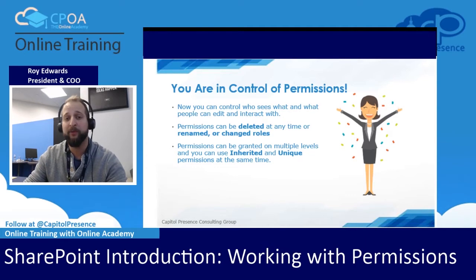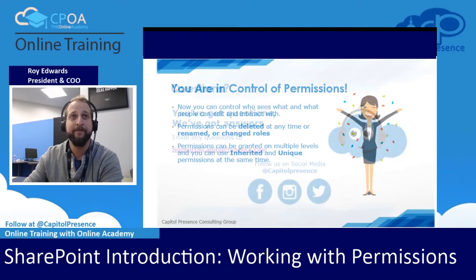It does get rather complicated, which we will have more training on, but this is a general overview and introduction to permissions. Permissions can be granted on multiple levels. Like we just went over and saw, you can inherit and you can set up unique permissions, and you can do both. So you can have a site where you are inheriting site permissions, and then at the list level, break that inheritance and create its own level of permissions for that specific site. So it is possible to use inherited and unique permissions at the same time.